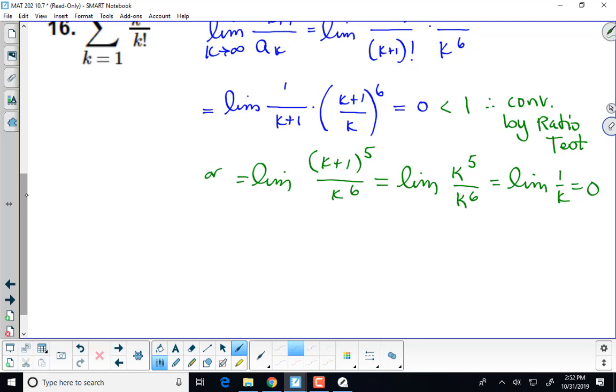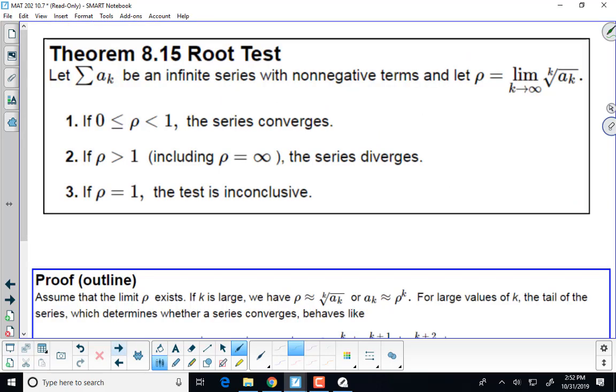Can we just say that, if you have two polynomials and the higher order is in the denominator? It's like 2k plus 1 quantity factorial. 2k plus 1. Yeah, it's a little hard, at least at this juncture.